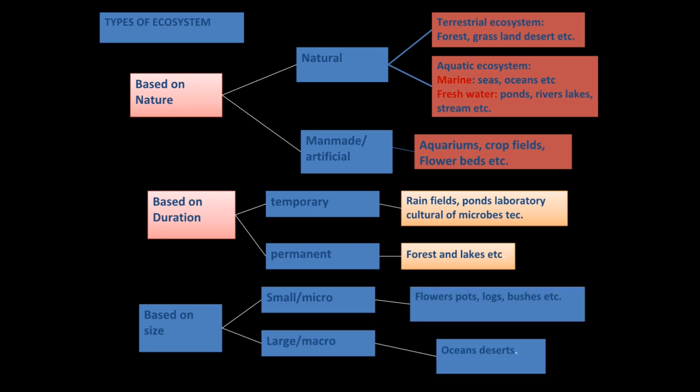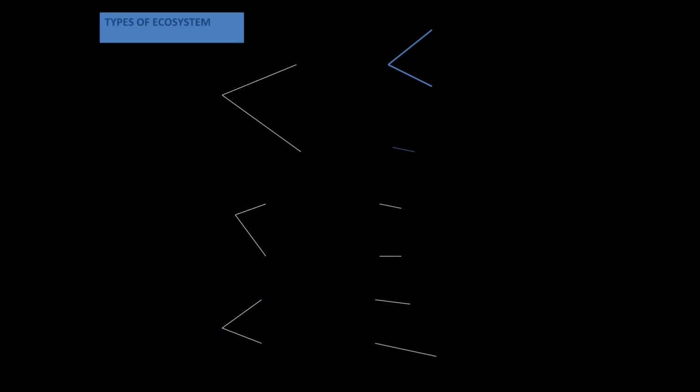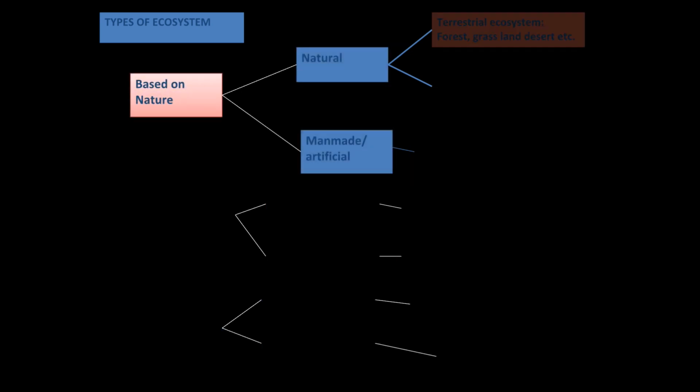Coming to the man-made ecosystem: aquariums, crop fields, flower beds, etc. Now let us discuss the ecosystem based on the duration. Based on the duration, ecosystem is either temporary or permanent. Temporary ecosystems are rainfields, ponds, laboratory cultures of microbes, etc. Permanent ecosystems are forests and lakes, etc.